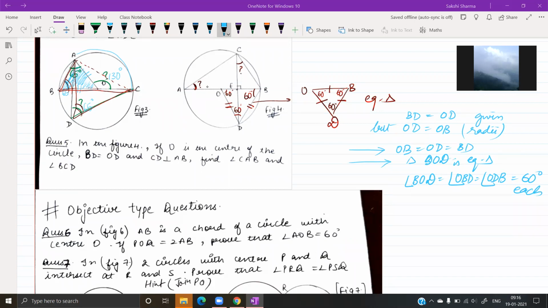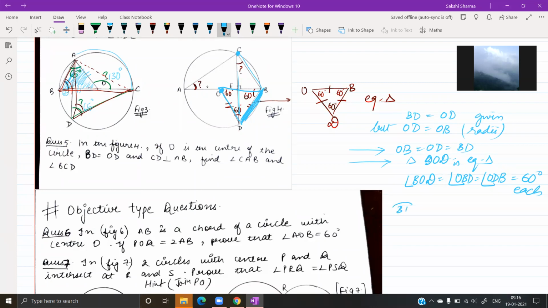We now have the measures of these 3 angles. With their help, we want to find the angles that are asked here. So if I focus on chord BD, this chord is making one angle at the center at point O. That I have as 60 degrees. The same chord is making an angle on the circumference. So if an arc or a chord makes an angle at the center and the same chord makes an angle on the circumference, you can apply the degree measure theorem.